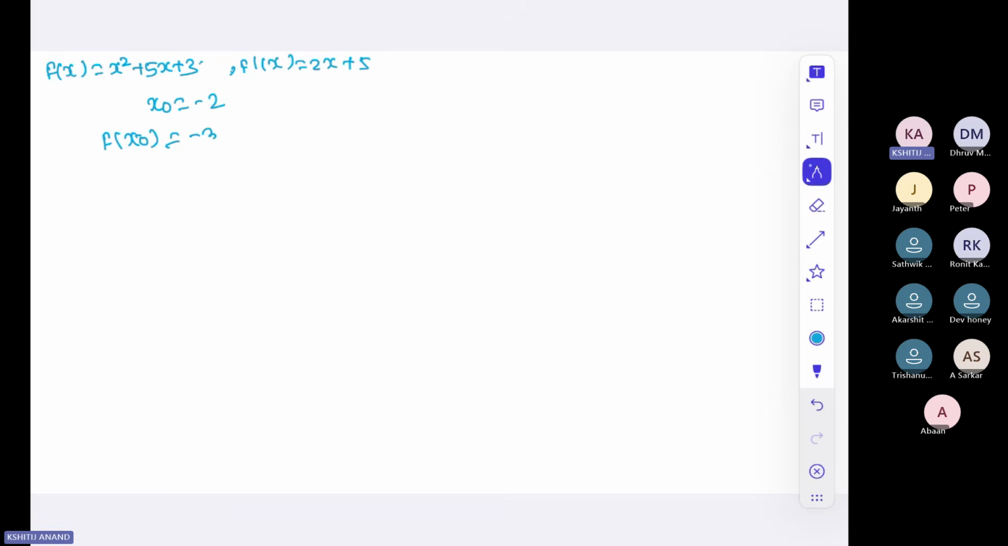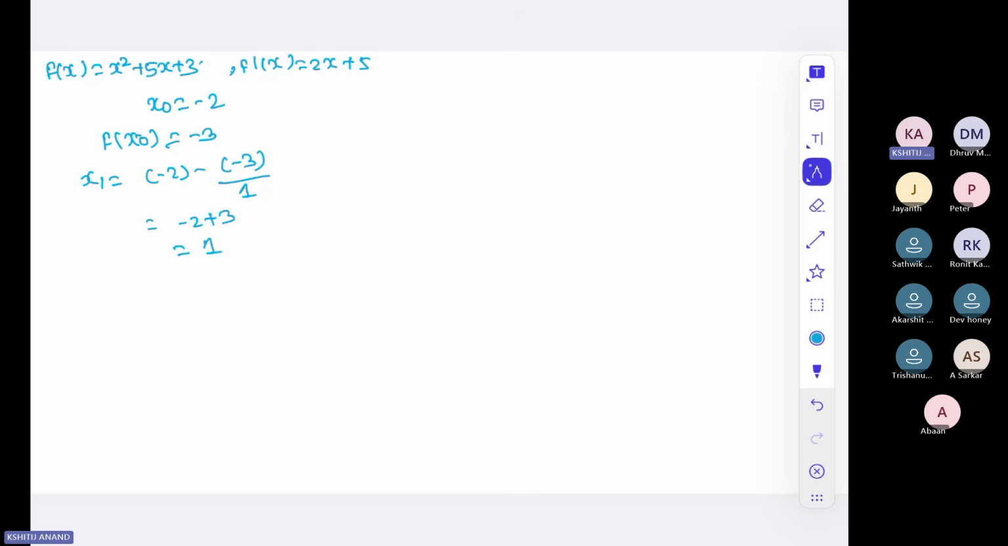Let us update this. Because this is -3 and this is obviously not closer to 0, we will be updating this, and then x1 is equal to x naught, which is -2, minus f of x naught, which is -3, divided by f dash of x naught. What is f dash of x naught? F dash of x is 2x plus 5. F dash of -2 is 1 here. This is -2 plus 3. This is 1.